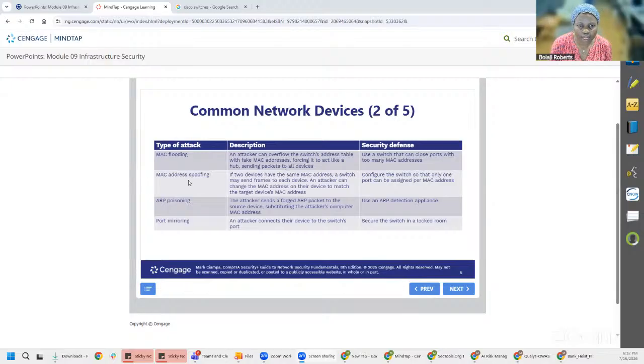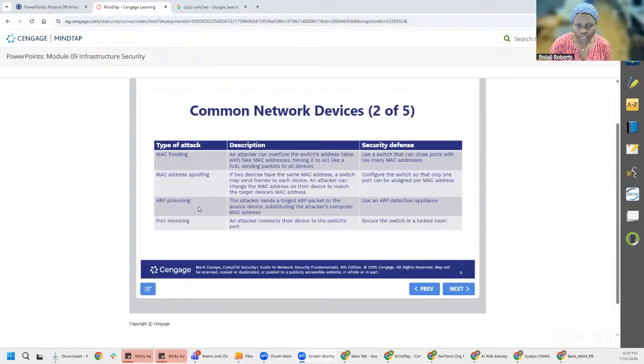Then you also have MAC address spoofing, impersonation, right? The security defense there is to configure the switch so that only one port can be assigned per MAC address. Then we have ARP poisoning, address resolution protocol. We talked about that yesterday, where an attacker sends a forged ARP packet to the source device and substitutes the attacker's computer with its own MAC address. And so there are some ARP detection appliances that can be used there.